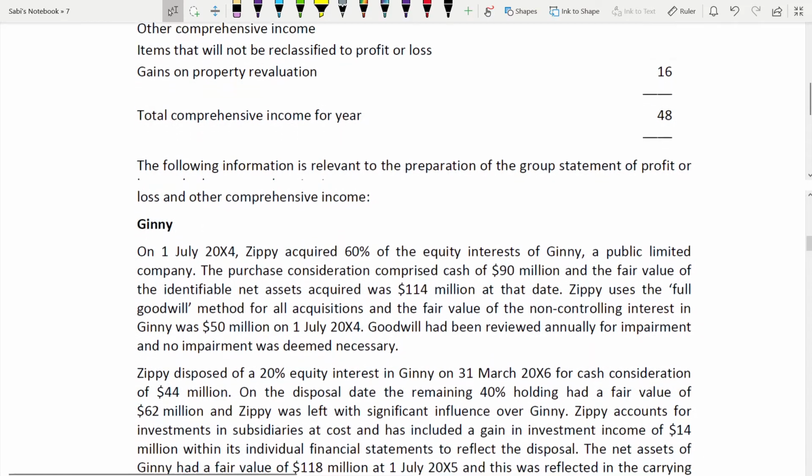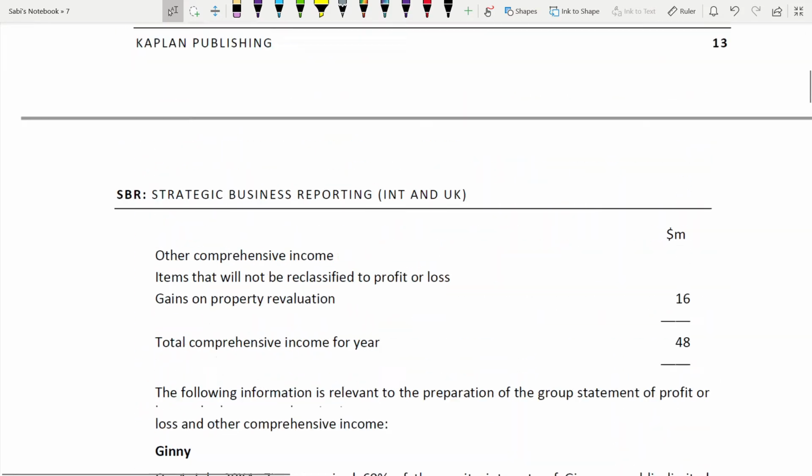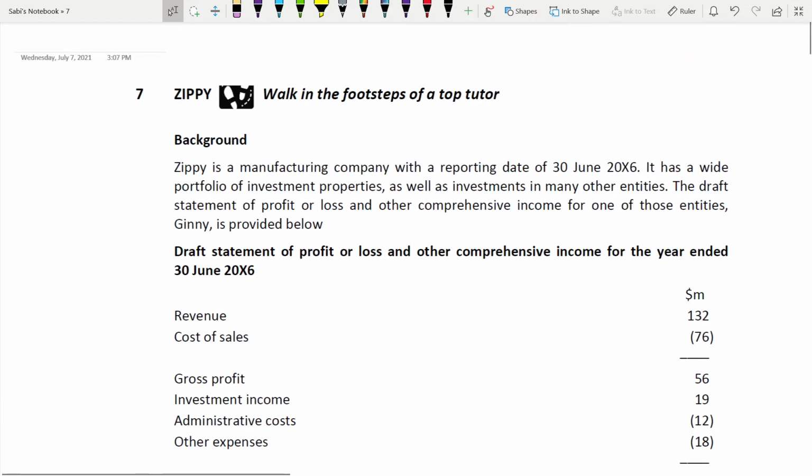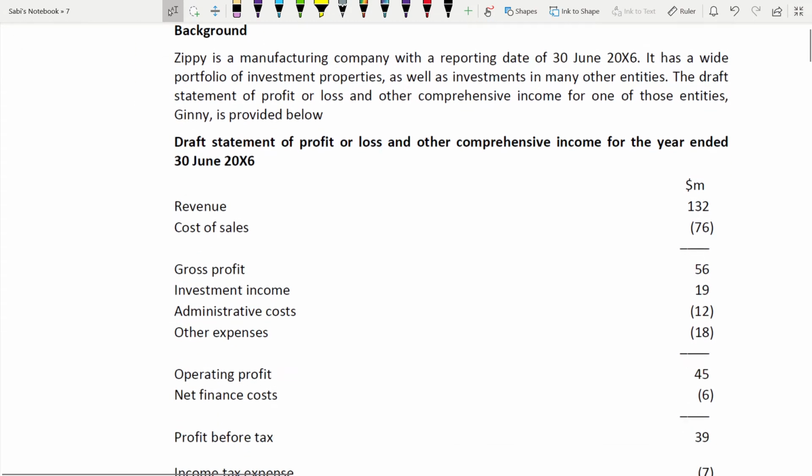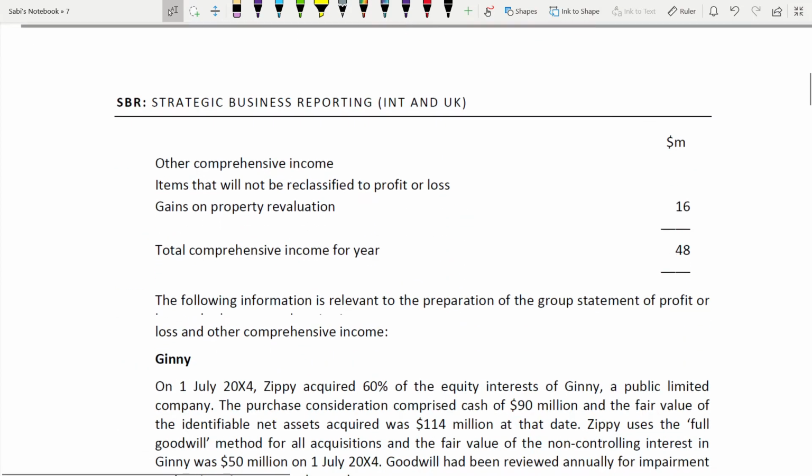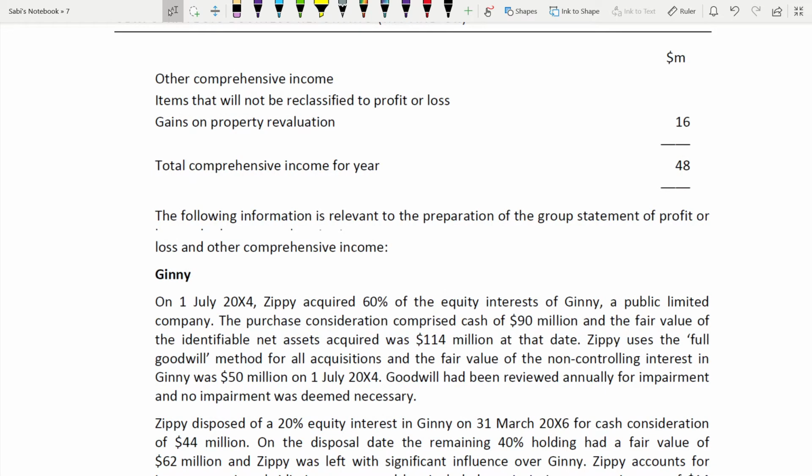Now we have to read the Guinea information. If all these financial statements are given to you, it saves a lot of time because you don't have to read them. You can just go through them. No need to read. We know how a statement of profit and other comprehensive income looks like, and how a statement of financial position looks like, so we don't have to read all those items one by one.